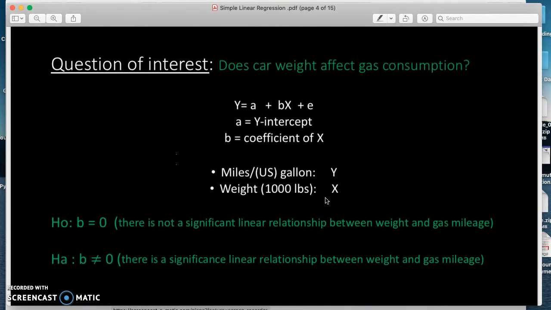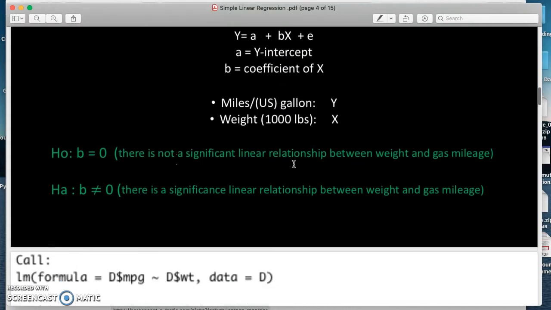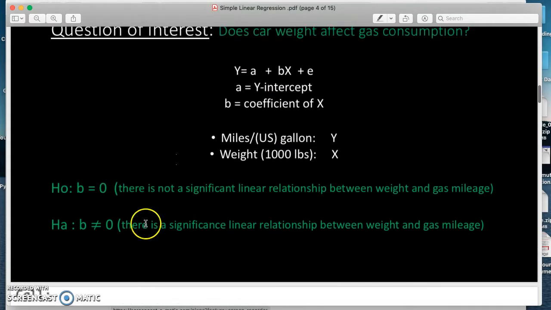Now, to emphasize our particular case, we want to check whether car weight affects gas consumption. Because our variable of interest is the gas mileage, in miles per gallon, it is going to be the y, and the weight is going to be our x. So we are going to try to estimate the line of the gas mileage with respect to the weight. We want to find a and b in this case. And when we get a and b, there's one particular test that we're going to do: test whether the result that we get is indeed significant.